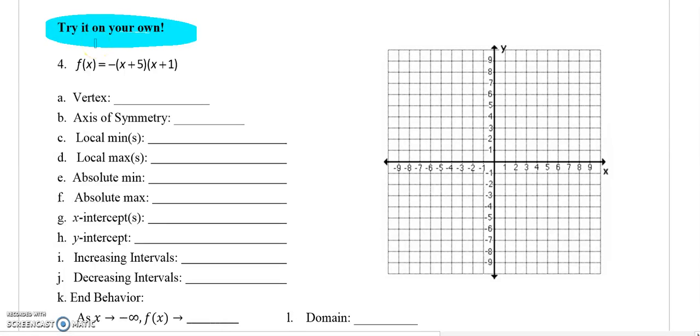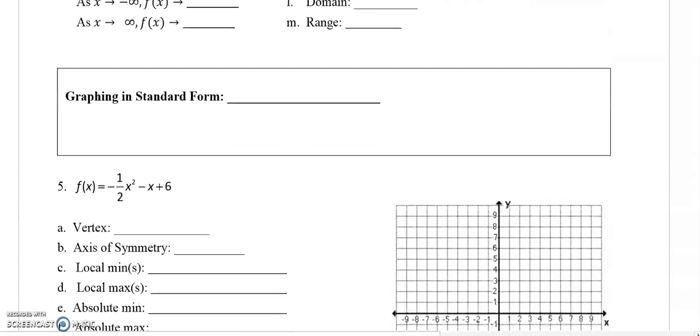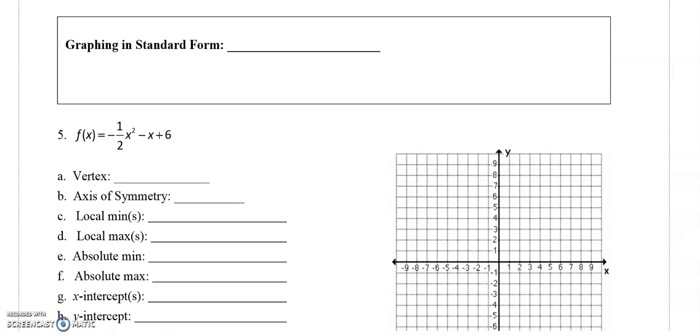If you feel like you need to practice it a little bit more, go for it. Try it, and the answers will be in the filled-in notes on Canvas, so you can always check there. Otherwise, in this video, I'm going to skip ahead. I'm going to show you one more example, but this time in standard form.